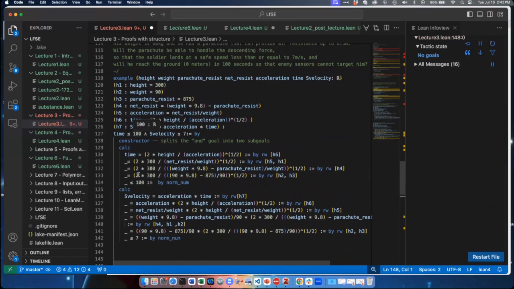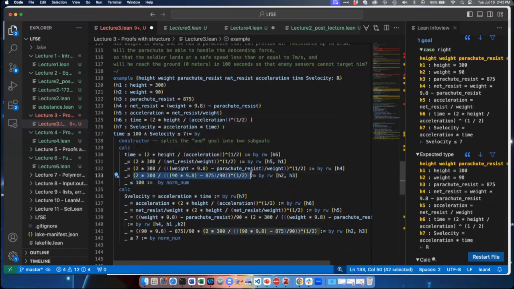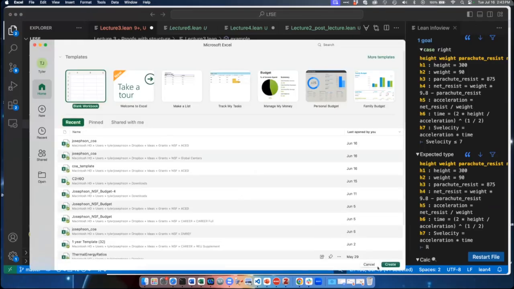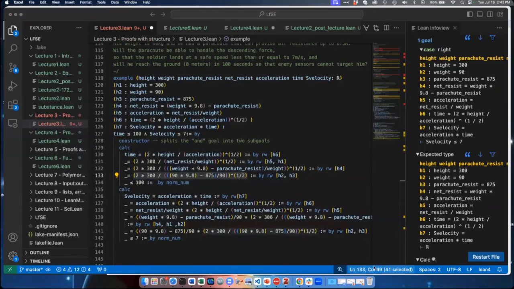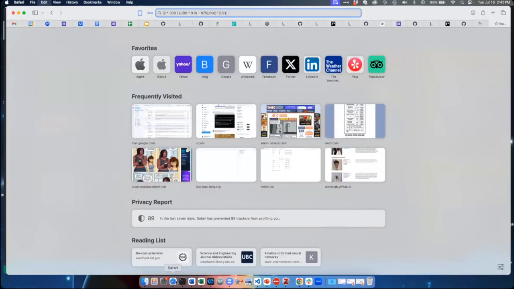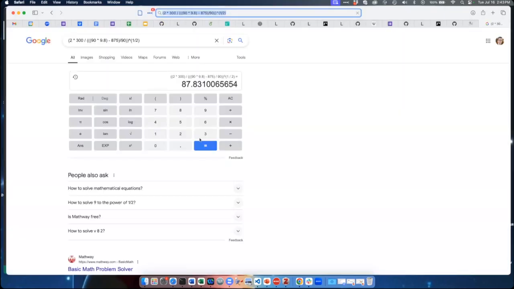See, if you do this little calculation here, what exactly is this thing that I'm trying to prove is less than or equal to 100? So if I just pop open Google, okay, it's 87.83 or some sort of thing. Again, Lean is not a calculator, so you can't ask it to do this super simply. You have to do some tricks around that.